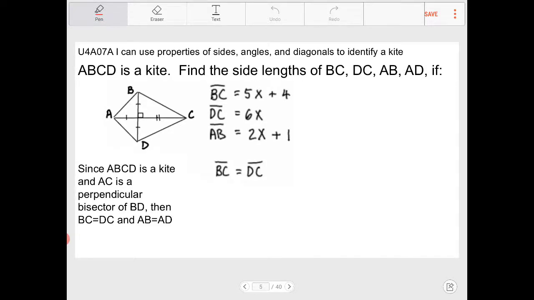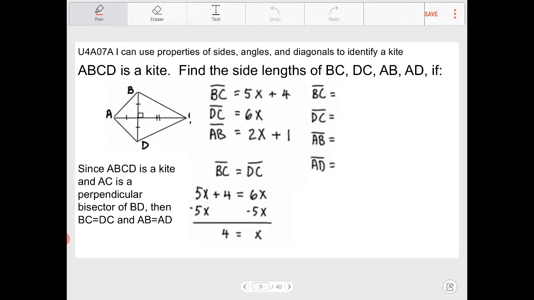Since BC is equal to DC, I can say that 5x plus 4 will equal 6x, or in other words, x will equal 4. Since x is equal to 4, I know that BC and DC, as well as AB, can be found pretty easily. BC will equal 24, DC will also equal 24, AB will equal 9. Since AB is equal to 9, I also know that AD will also equal 9 because I'm dealing with a kite. Those two adjacent pairs of sides should be the same length.